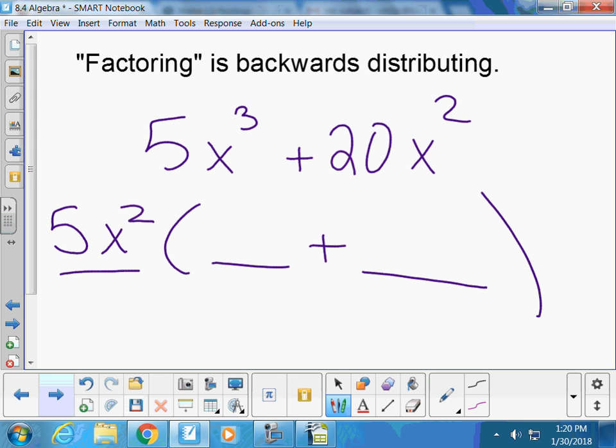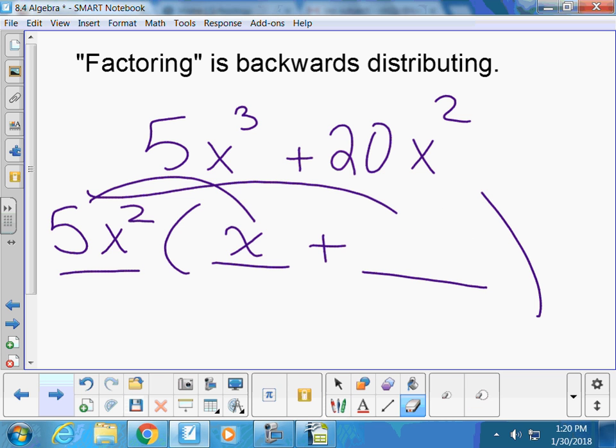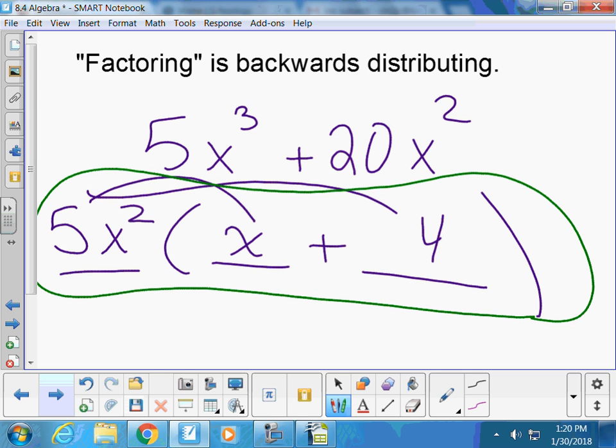So 5x squared times what would give you 5x cubed? 1x. Yep, and you can just write x if you want, or you put a 1 there. I was watching Arjun and he had a 1. That's fine. All right, and then 5x squared times what is 20x squared? 4. Very good. And that's your answer. This is called factored form. I probably wouldn't have the rainbows there if I was putting this on a quiz answer blank. Make sense?